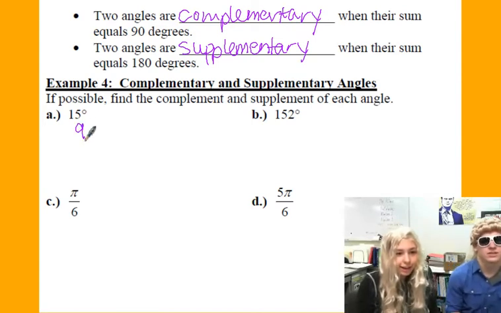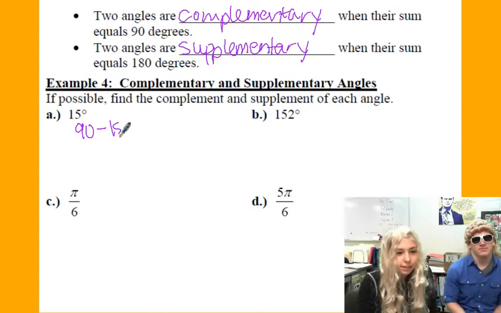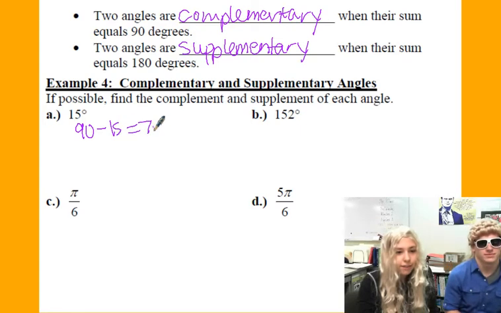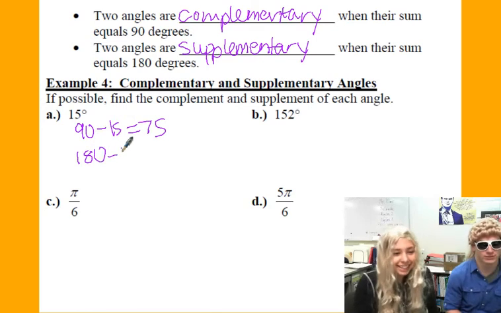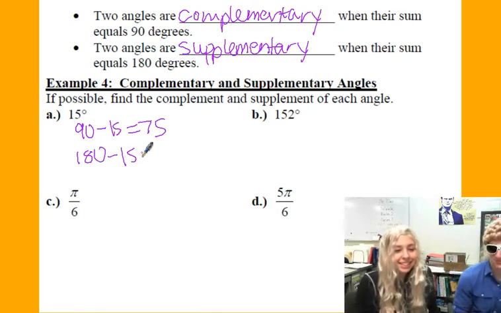You're going to take 90 and subtract 15. You get 75. 75 degrees. Then 180 minus 15 is 165. Don't forget your little circle.